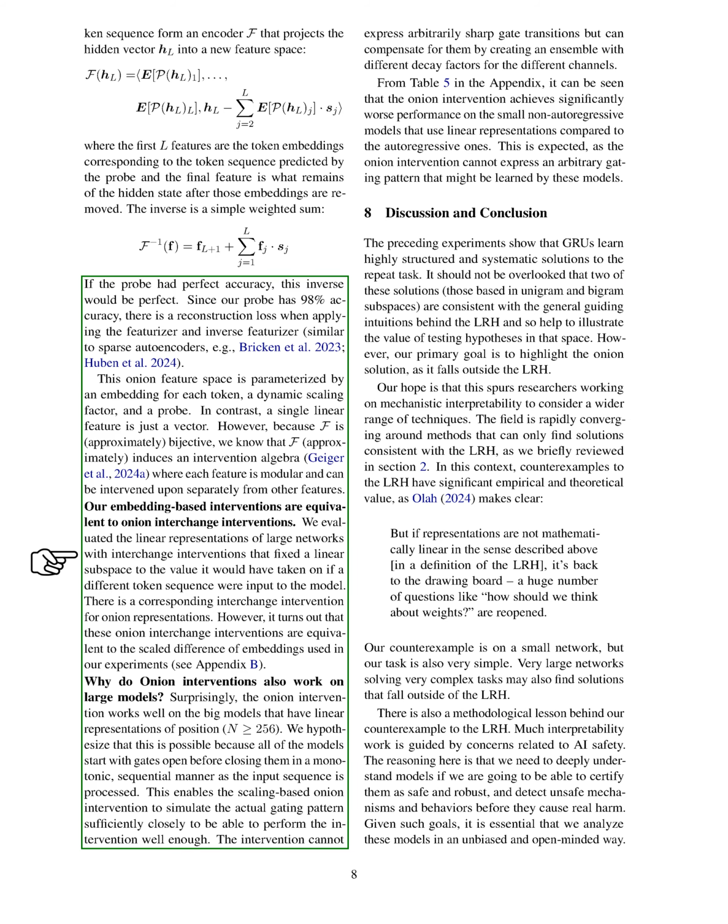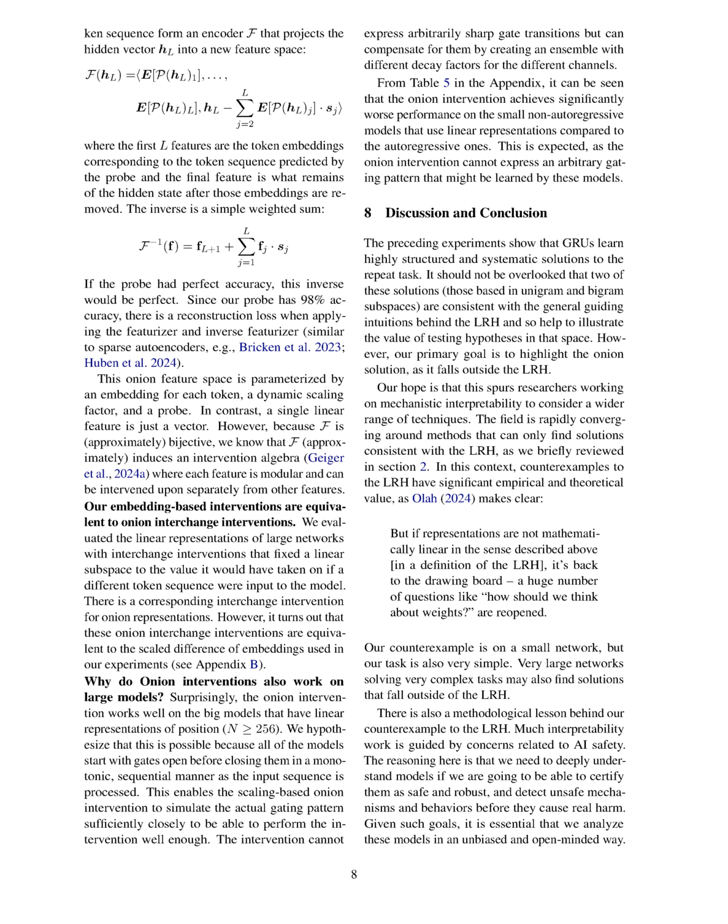Although our probe has high accuracy, there is still some reconstruction loss when applying the featurizer and its inverse. This onion feature space is defined by token embeddings, a dynamic scaling factor, and a probe, allowing for modular interventions on each feature.